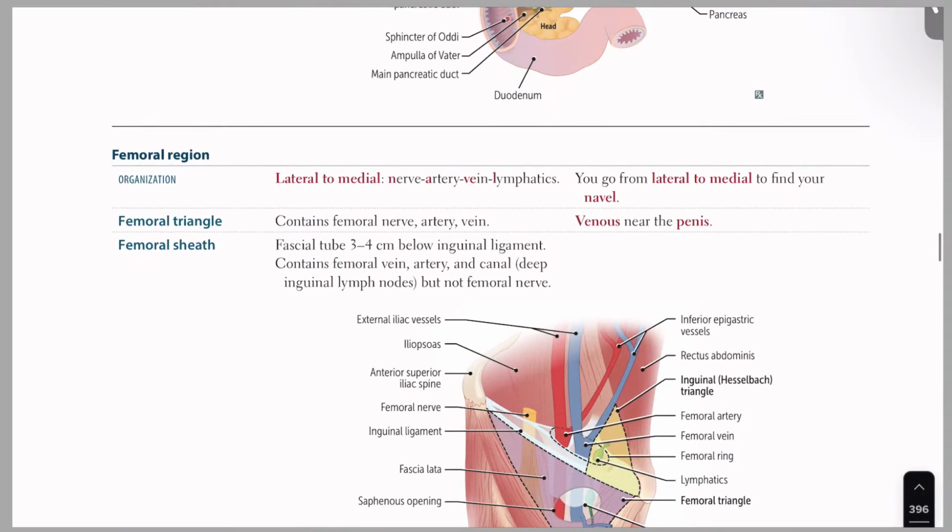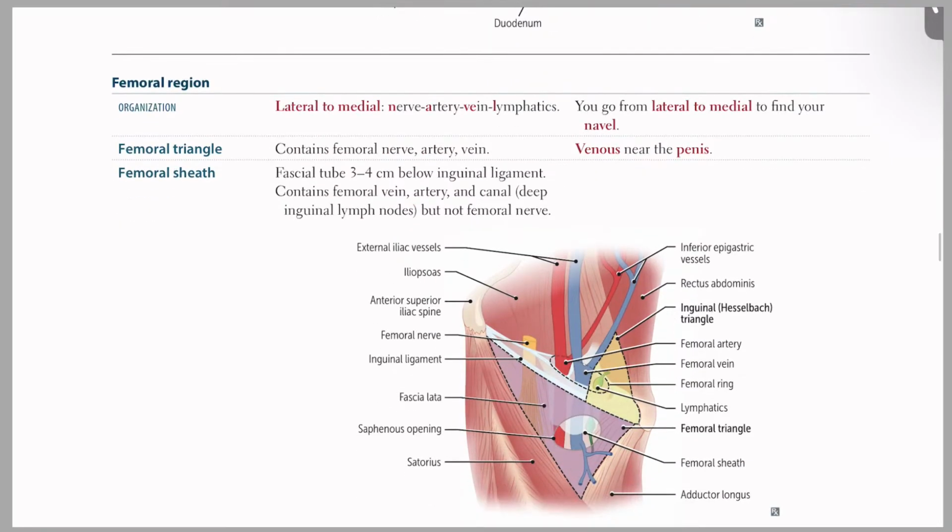Femoral region organization, lateral to medial: nerve, artery, vein, lymphatic. You go from lateral to medial to find your navel.